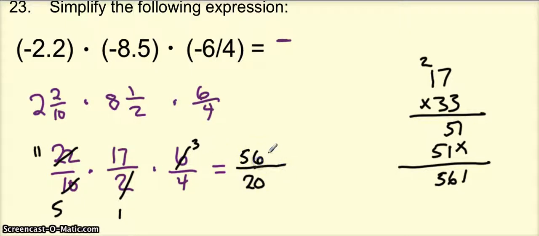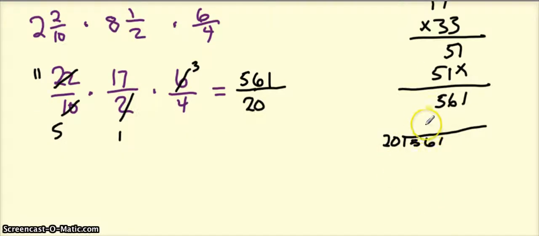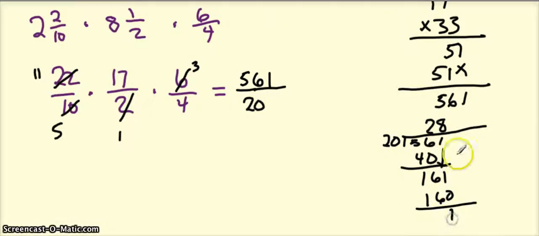over 20. And this is not too bad to have to divide by. Okay, so 20 goes into 56 twice. 2 times 20 is 40. 56 minus 40 is 16. Bring down the 1. 20 goes into 161 8 times. 8 times 20 is 160. I have 1 left over.